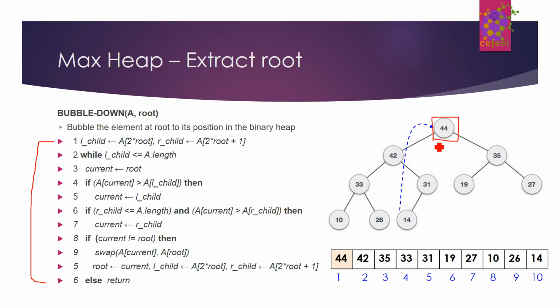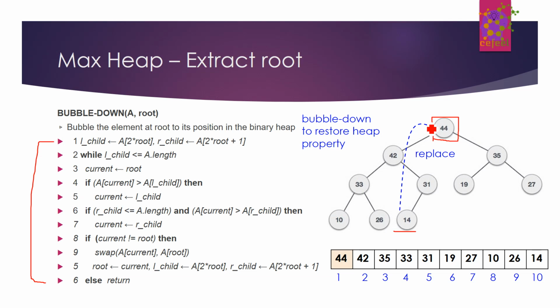So in this case 14 is the last element, so we just remove 44 and then we replace 44 with 14. And once we do, what is the next step? We call the bubble down algorithm. So bubble down means the new element which we inserted is out of place.